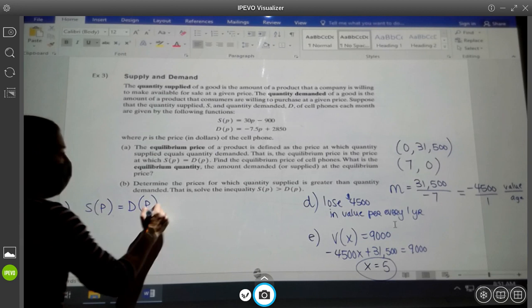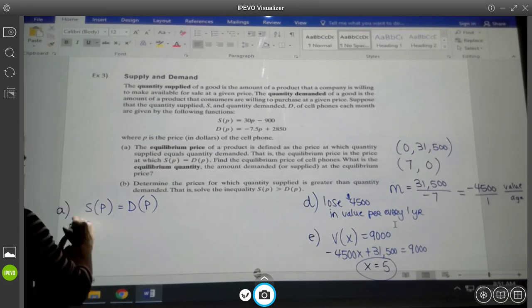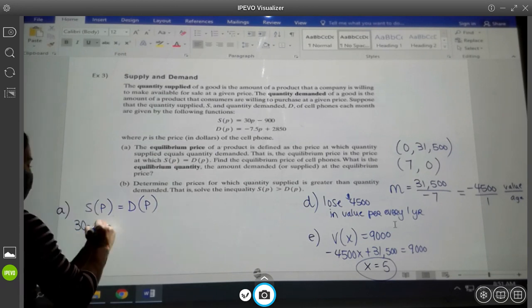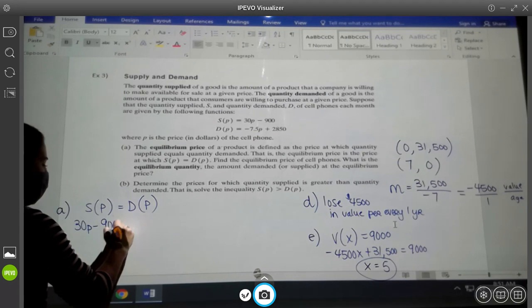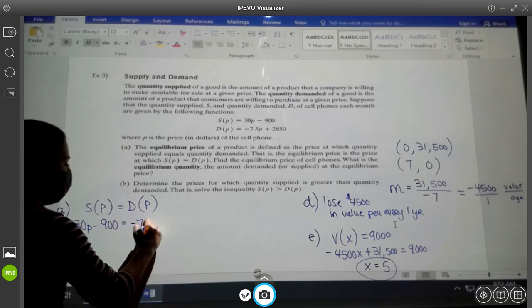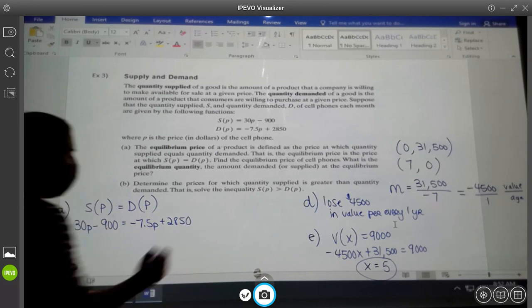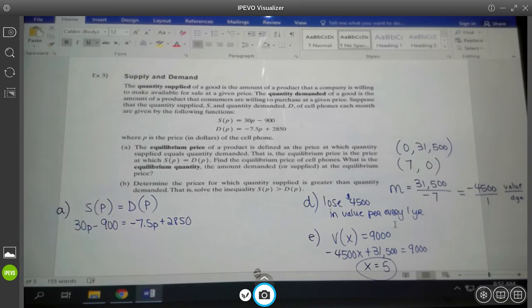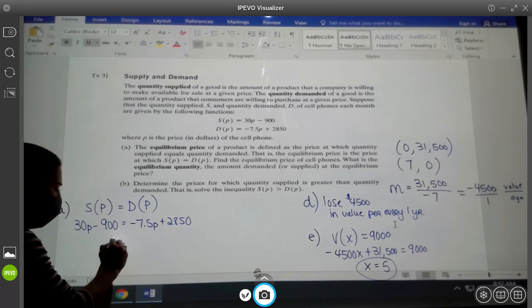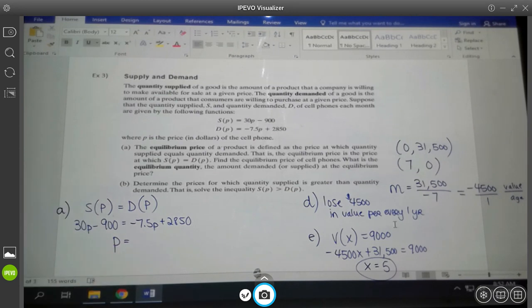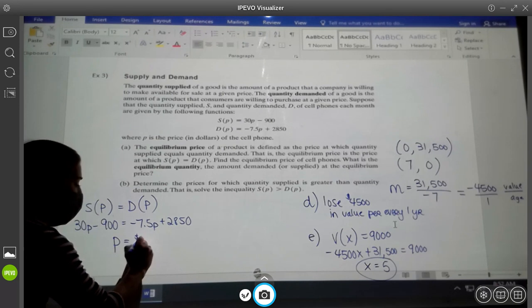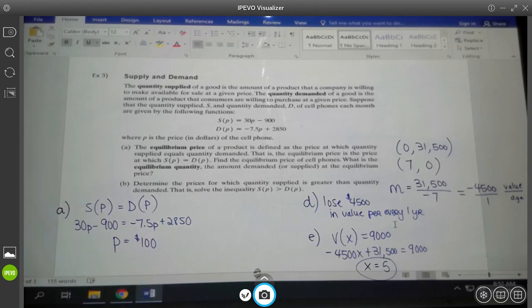Get your P's on one side, your numbers on the other, and you should find out that the price is equal to what? Anybody get it? If you have a calculator, it is 100. So the price they need to sell these phones at in order for the supply to equal the demand is $100. But hold the phone. It says find the equilibrium price of cell phones. We just did. The price is $100 to make supply and demand equal.